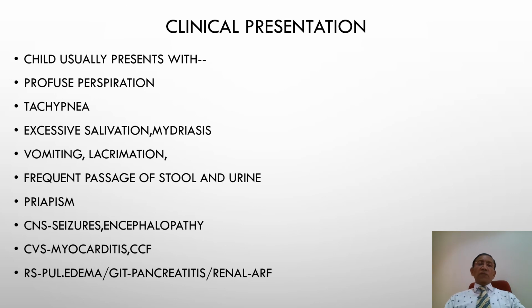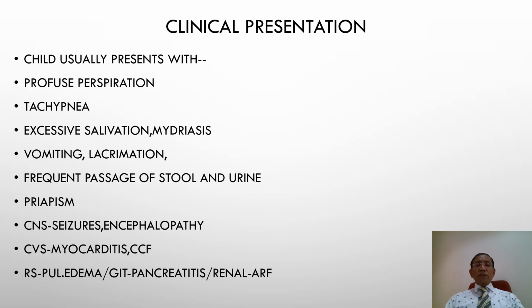Usually the child presents with profuse perspiration. Very classical presentation is that there may be a history of bite or not, but the child presents with cold clammy extremities, tachypnea, profuse perspiration, excessive salivation, frothing from the mouth. They have mydriasis, sometimes vomiting, lacrimation, frequent passage of stools or urine. Priapism is supposed to be one of the clinical manifestations of scorpion bite.